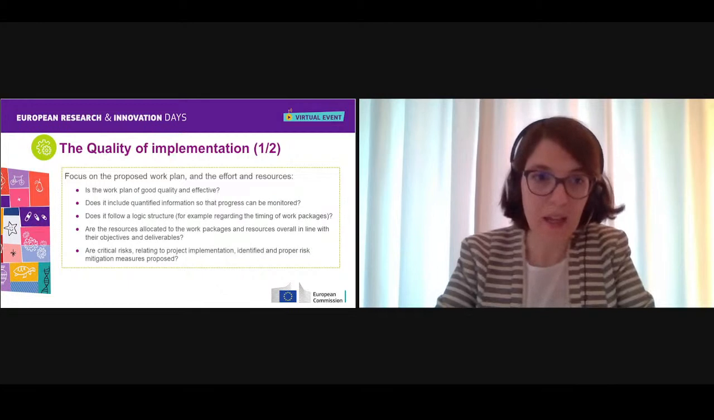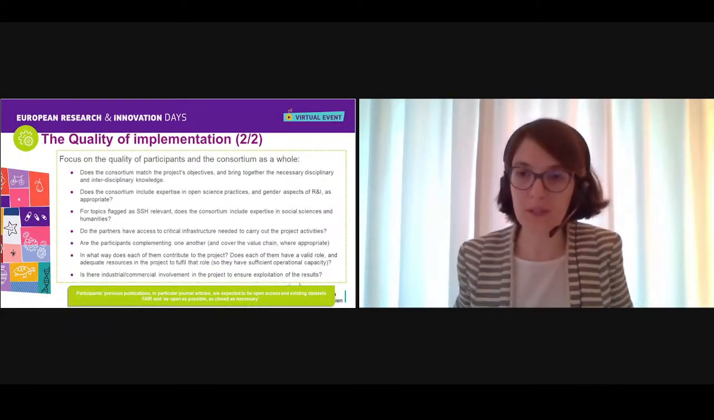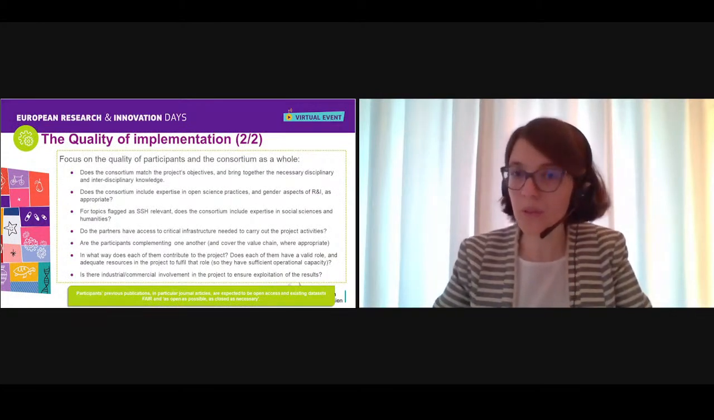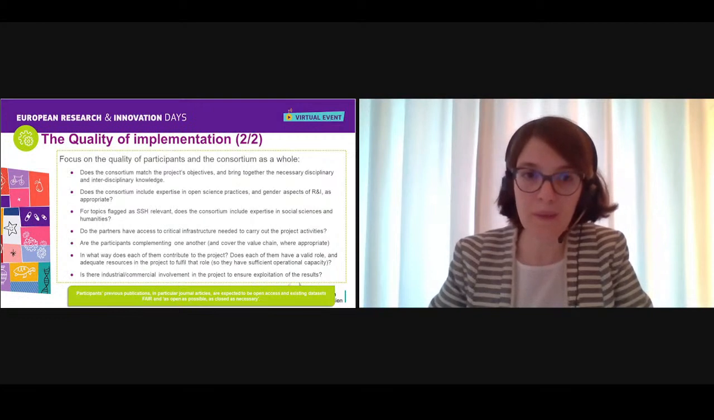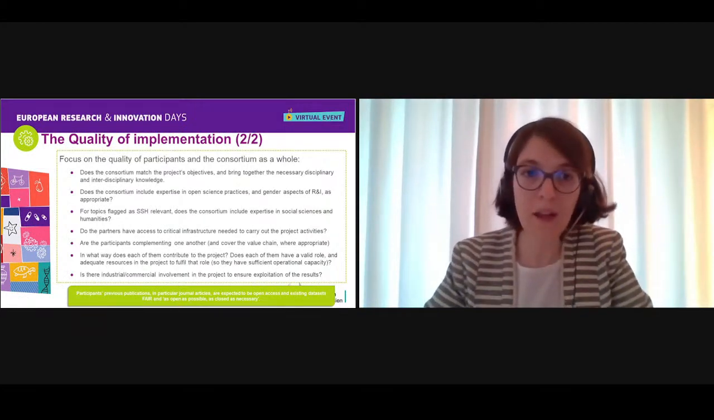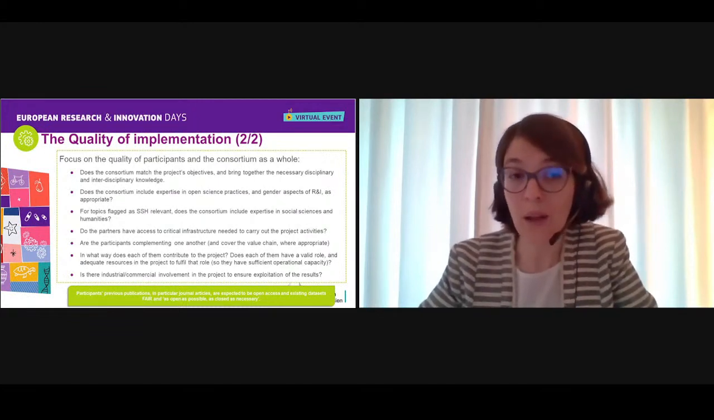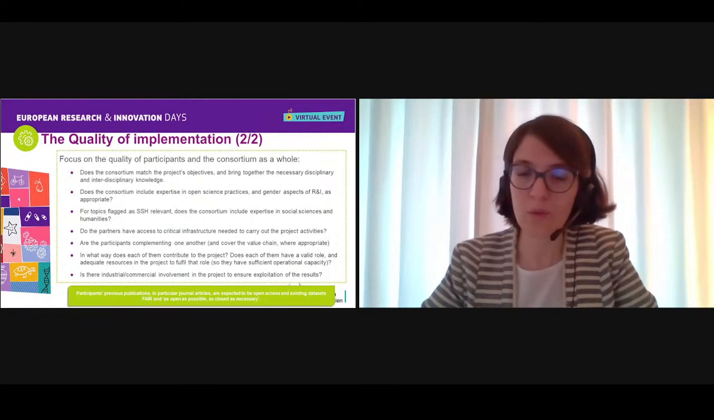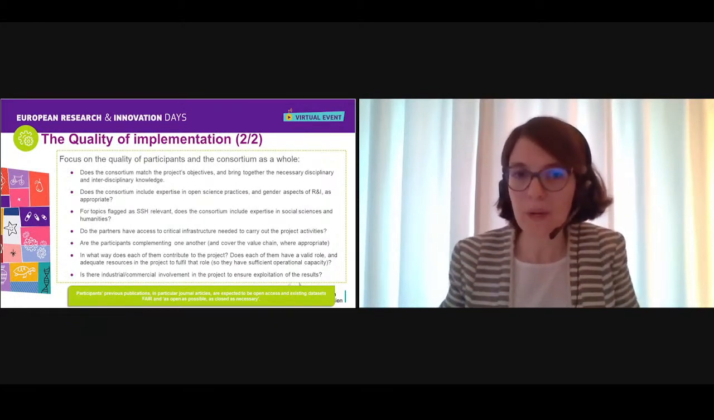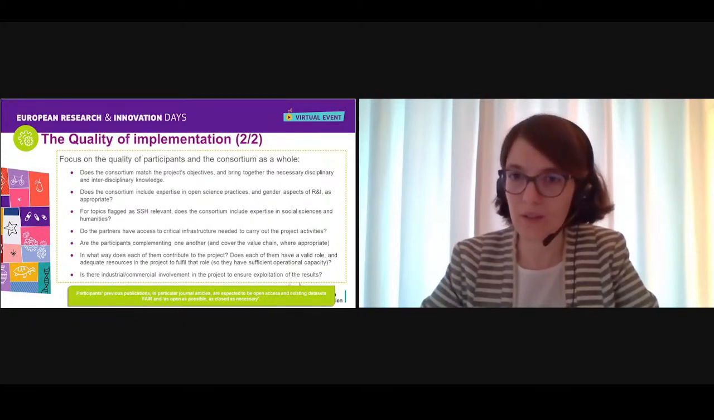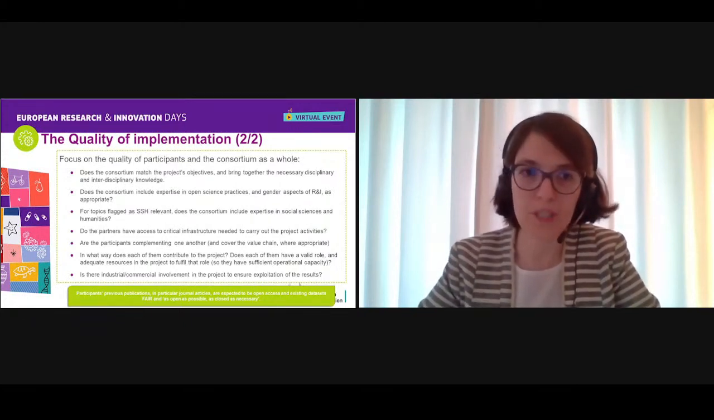And finally, in the second section of the proposal template regarding implementation, you will have to focus this time on your consortium and on the participants. So you will need to describe your consortium and explain if and how it is matching the objectives of your project. You will need to show that together all the partners are bringing the necessary disciplinary and interdisciplinary knowledge so that you will be able to implement your project.